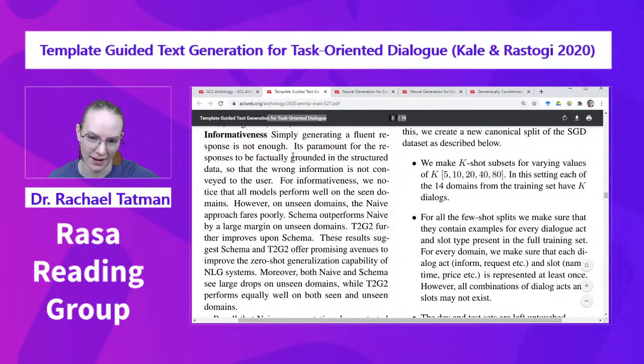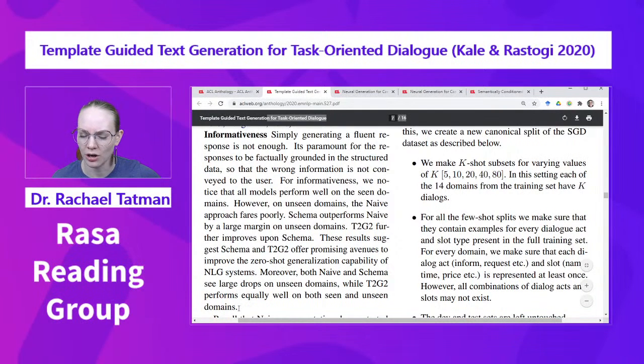It is paramount for the responses to be factually grounded in the structured data so the wrong information is not conveyed to the user. For informativeness, we notice that all models perform well on the seen domains. However, on unseen domains, the naive approach fares poorly. Schema outperforms naive by a large margin on unseen documents. T2G2 further improves upon schema. These results suggest schema and T2G2 offer promising avenues to improve the zero-shot generalization capability of NLG systems.